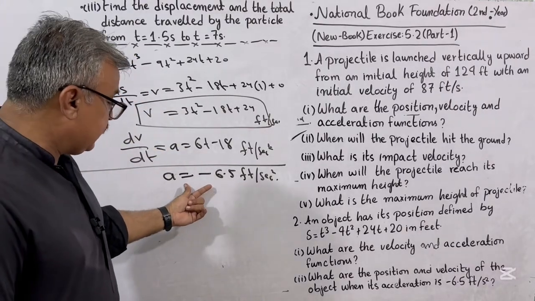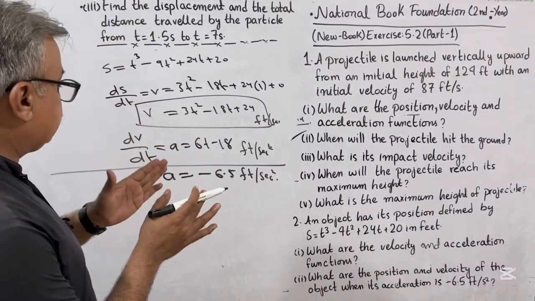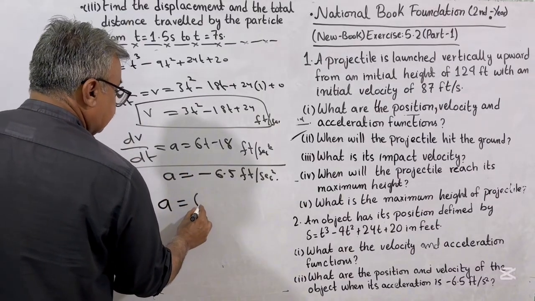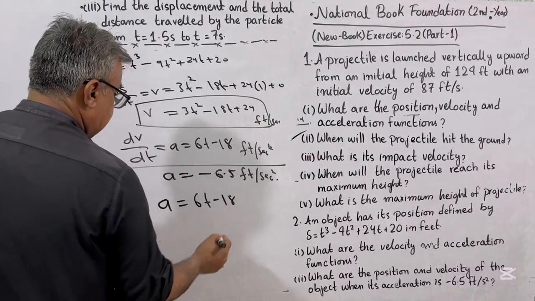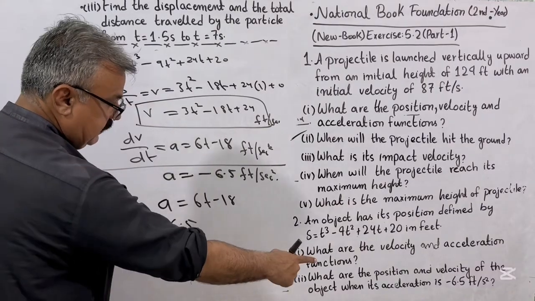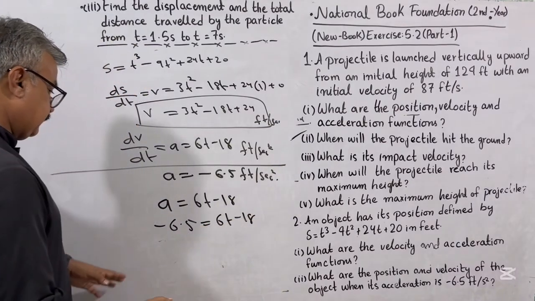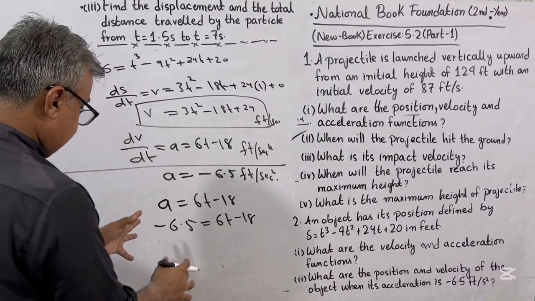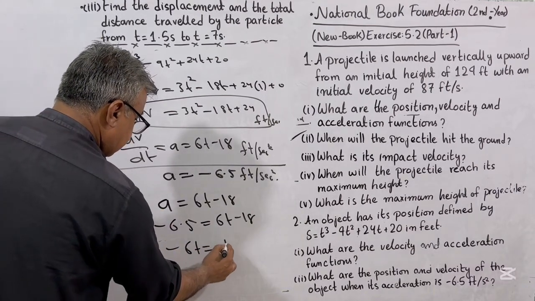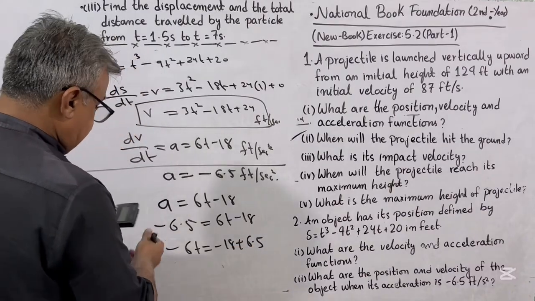Just connect this dot. What are the position and velocity of the object when its acceleration is negative 6.5? Acceleration is given by a is equal to 6t minus 18. Acceleration is equal to minus 6.5, it is given to us. So a is equal to 6t minus 18. Solve for t. Minus 6.5 plus 18, calculator comes into play.